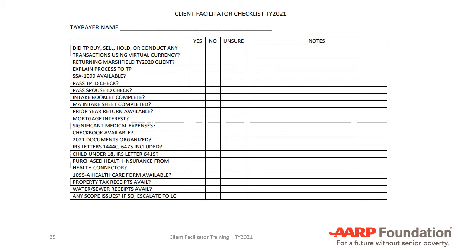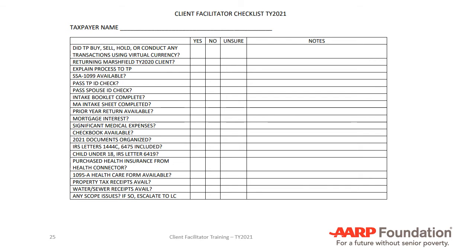Mortgage interest. We're interested in knowing about mortgage interest and medical expenses because we want to get some idea as to whether this taxpayer may qualify for itemized deductions or not. So if they have large mortgage interest and significant medical expenses, they would probably qualify for itemized deductions. Is the checkbook available for doing direct deposit, for instance, or direct debit? 2020 documents organized. So once the documents are organized, we can check that box off.